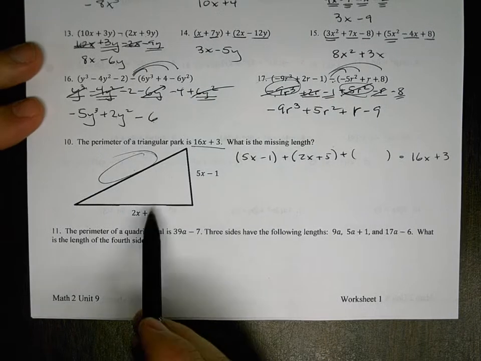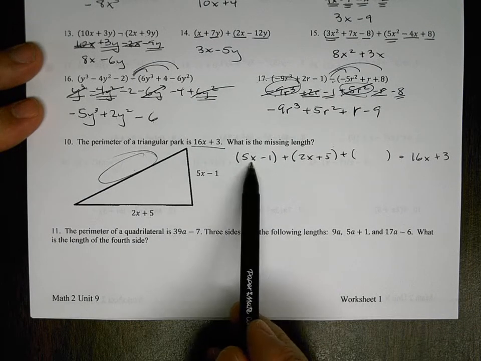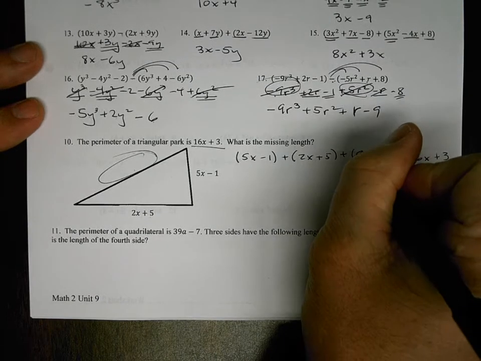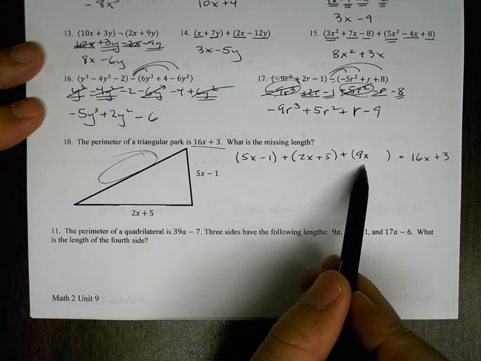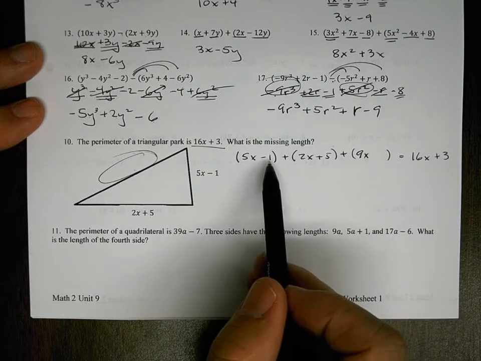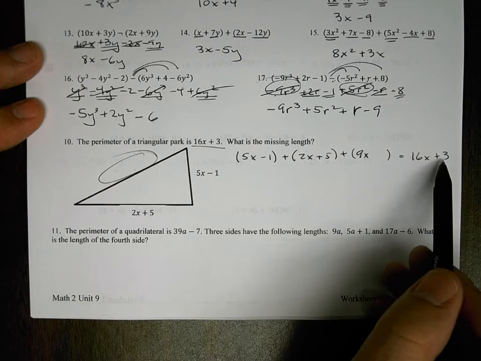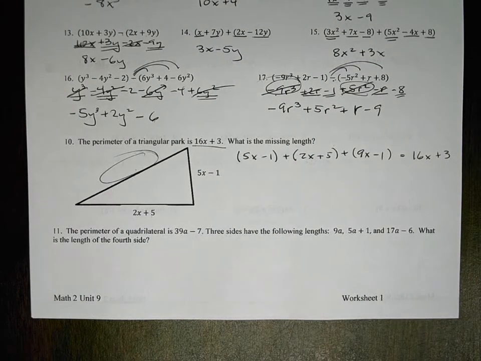So how many x's do we have? Well, we know the perimeter is going to have 16 x's. We got 5, 6, 7, so it looks like we need 9 more x's. 5 plus 2 is 7, plus 9 is 16. Negative 1 plus 5 is 4. 4 plus what would give us 3? Negative 1. Any questions on how I came up with that?